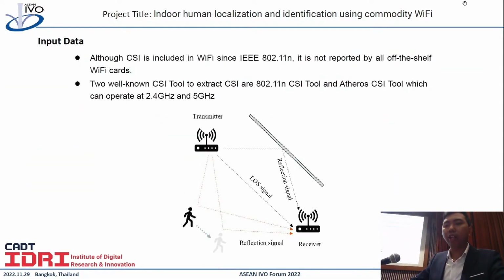So let's come to the input data. For this one, I will introduce a little bit on the tools we can use to extract this information for the cooperating device, meaning the device which is in the network itself. Those tools are the CSI tool and the Atheros CSI tool, which was developed by one of the universities in Singapore. Both tools can operate at 2.4 gigahertz and 5 gigahertz. So this is the most used software that we can put in the receiver to extract the CSI information.